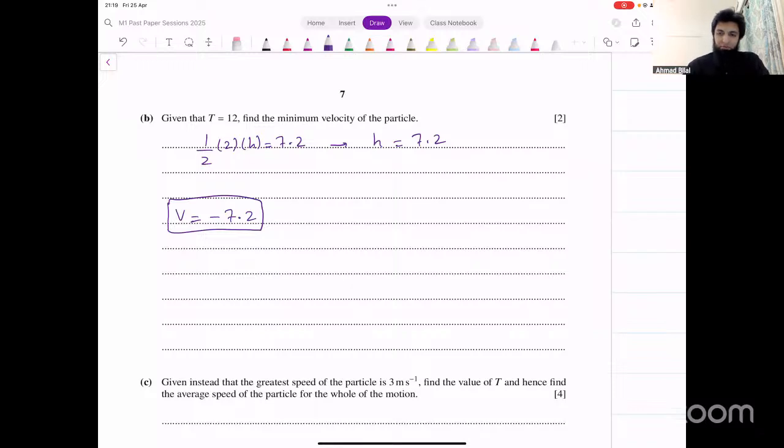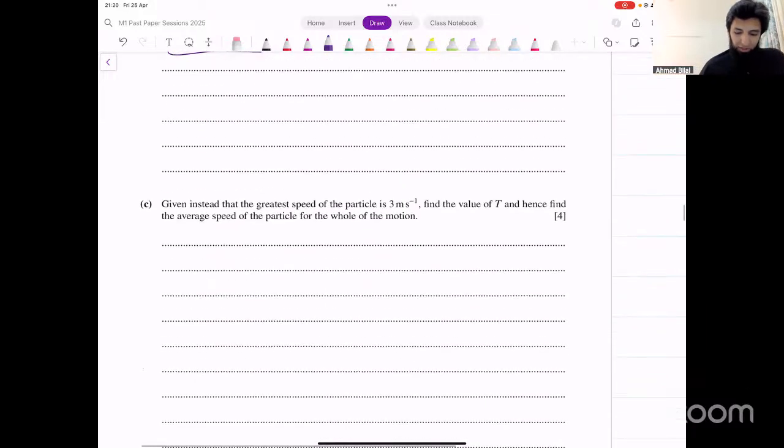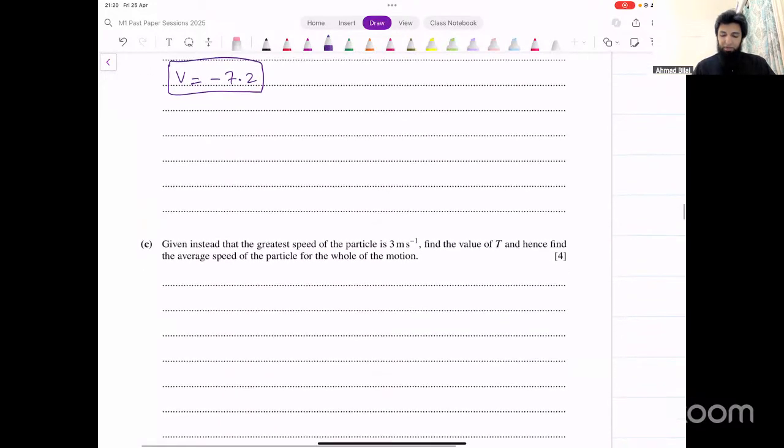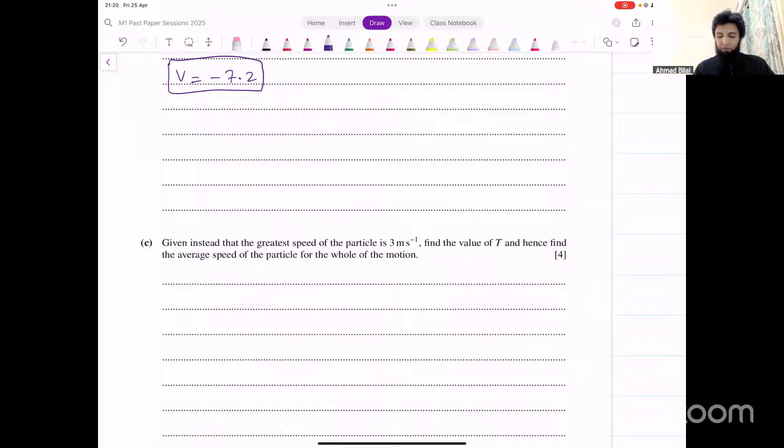Let's move on. That was the first part. So the second part, now it says, given instead that the greatest speed of the particle is 3 meters per second. That means this is no longer relevant. What they said in part B, t is not equal to 12 anymore. The greatest speed is now 3 meters per second. Find the value of t and hence find the average speed of the particle for the whole motion.